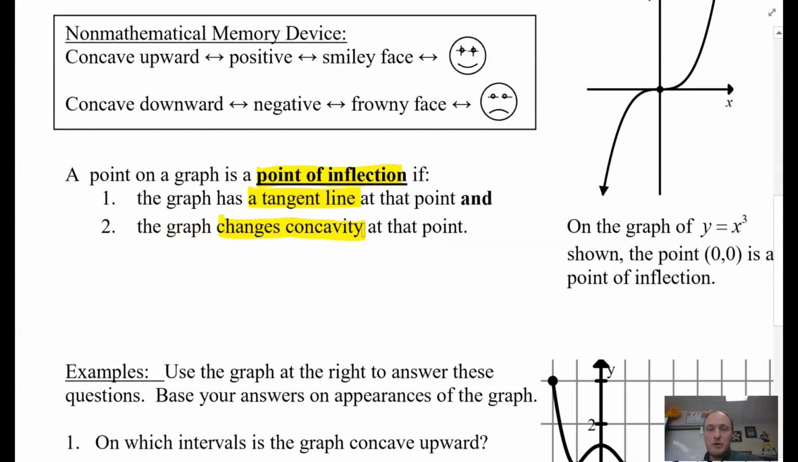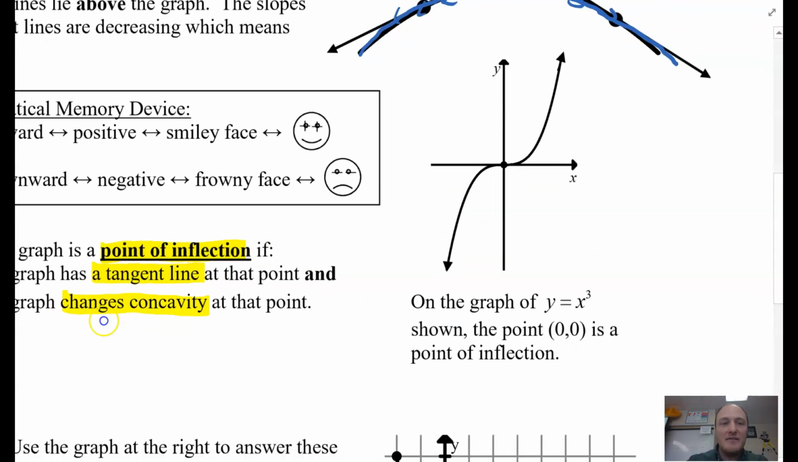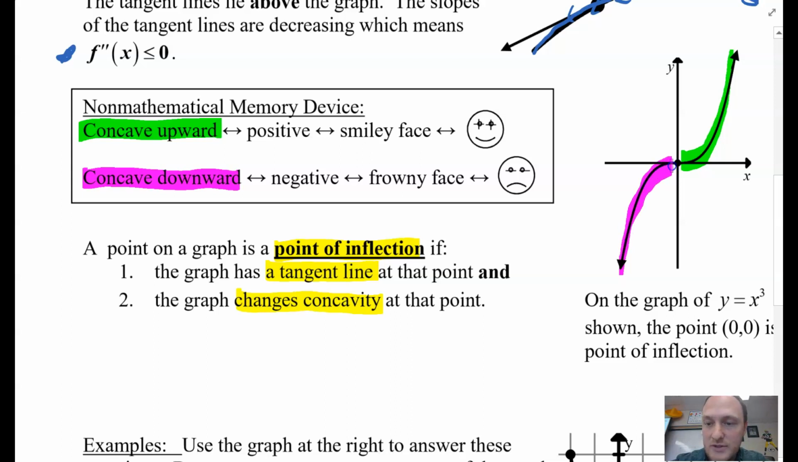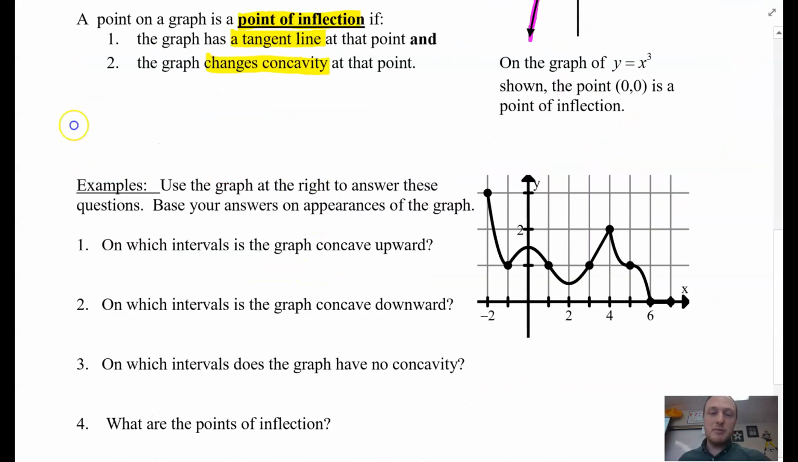If we look at an example here, I have concave up for this portion of the graph. It's facing up, a smiley face. And then I have a concave down portion of the graph here. It's facing downwards. It's sad. And then right in the middle, we change right here. This is called a point of inflection, (0, 0). All right, so let's go ahead and look at some examples.